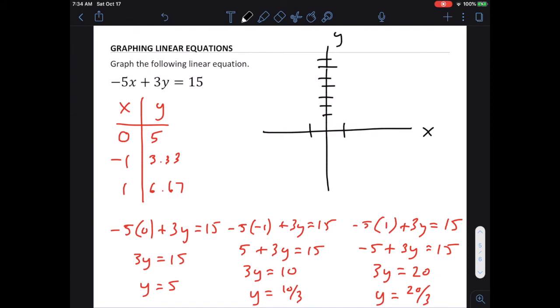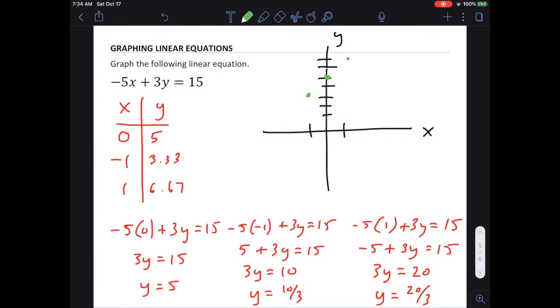So the first number we want to graph is (0, 5). So we're going to go 0 and then all the way up to 5. 1, 2, 3, 4, 5. Okay, and then we have (-1, 3.33). So this is one where we have to just kind of guess. So we go up to 3 and then we go about 1/3 of the way between 3 and 4. So we're going to be somewhere about right there. And then the other one we have is (1, 6.67). So we're going to start at 1 and go up to 6.67. So we have 1, 2, 3, 4, 5, 6. So it's going to be about right there.